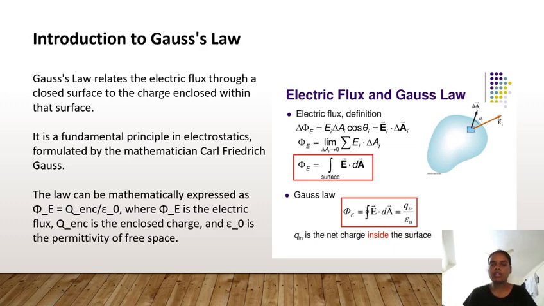Electric flux and Gauss law. Electric flux definition: delta psi E is equal to E_i delta A_i cos theta, that is equal to E_i dot delta A_i. Psi E is equal to the surface integral of E bar dot dA bar. Gauss law is nothing but the integral of E dot dA equal to Q in by epsilon naught, where Q in is the net charge inside the surface.